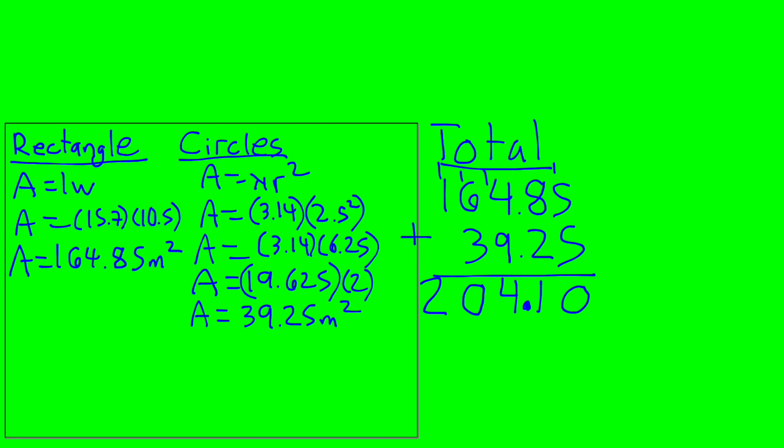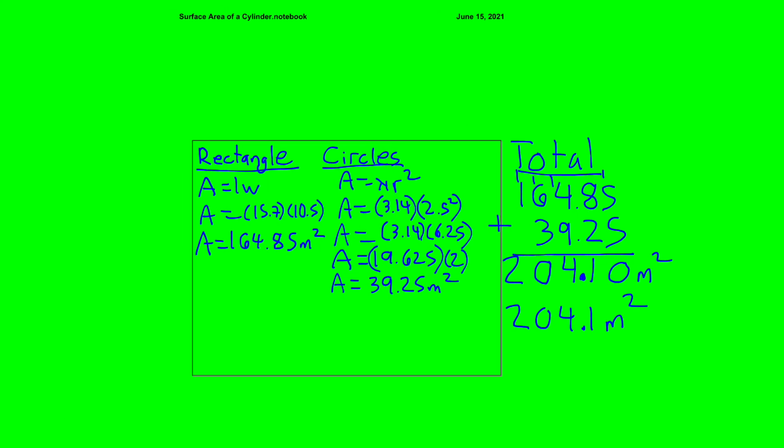And that is meters squared. Or you could write it as 204 and 1/10 meters squared. Either way is correct. That's your total surface area of that cylinder. That's a big cylinder. That's a very large thing. That's like a silo or something where we'd store grain. This is how you calculate the surface area of a cylinder.